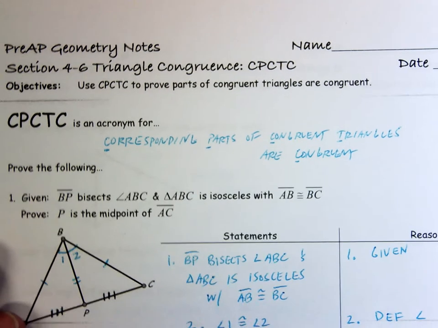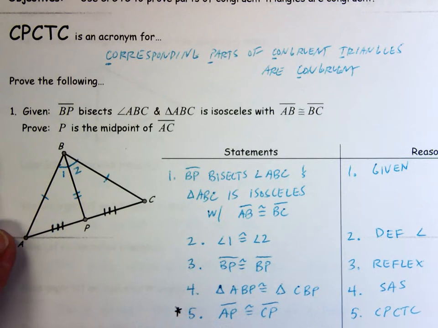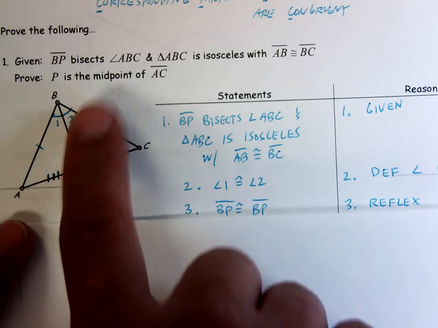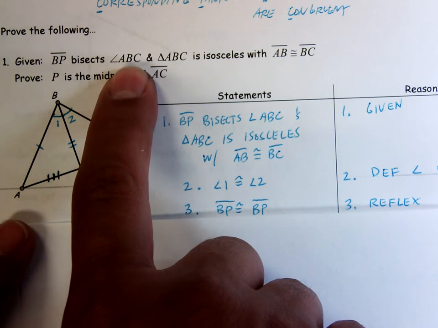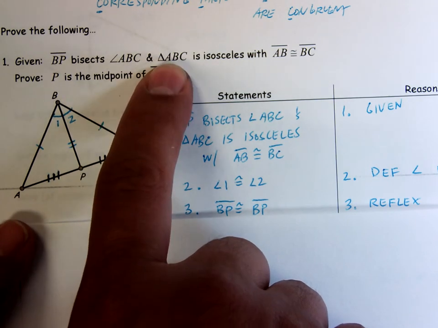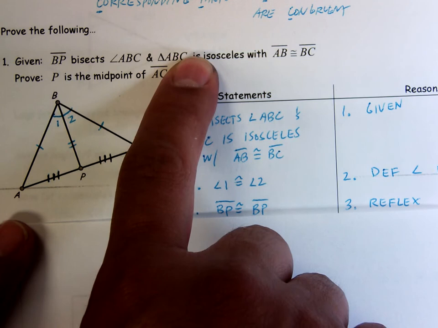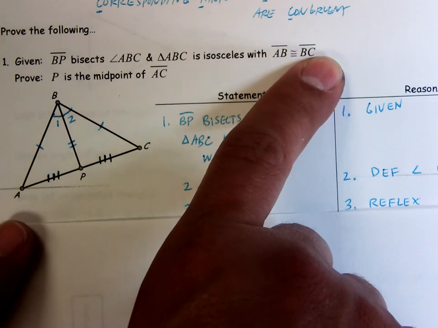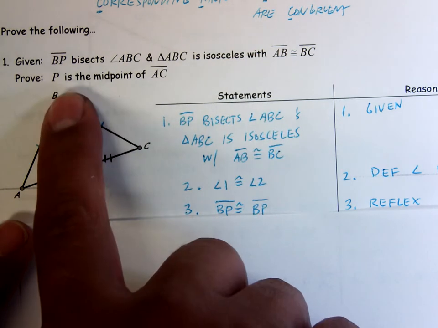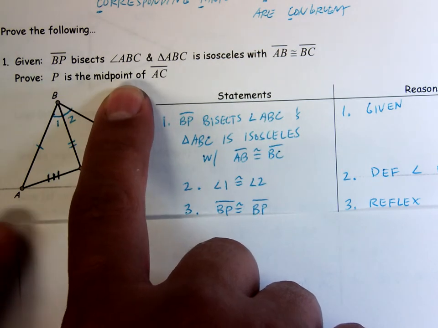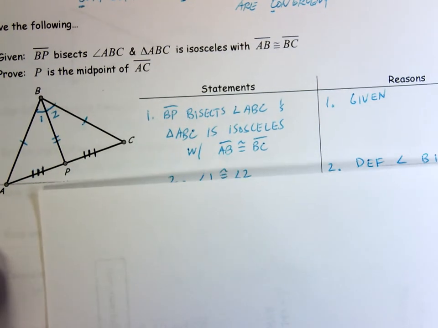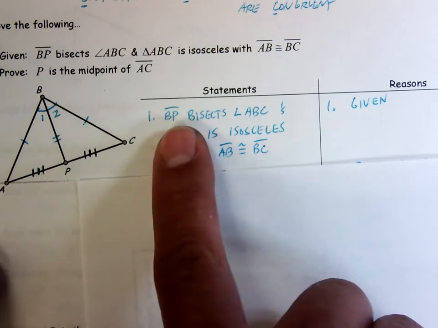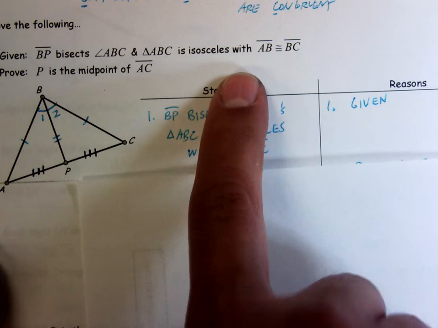For example, this one says, given that BP bisects angle ABC and triangle ABC is isosceles with AB congruent to BC. That's all that we're told. We have to prove that P is the midpoint of AC. Okay, so let's start with the given. Given BP bisects ABC. I just rewrote all the given, put there.